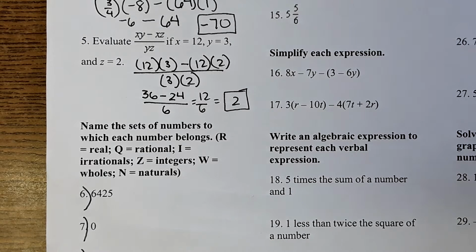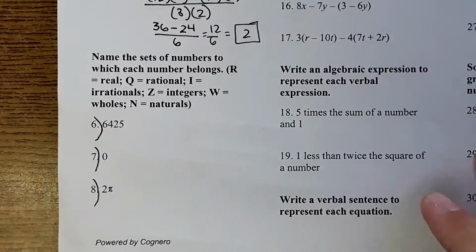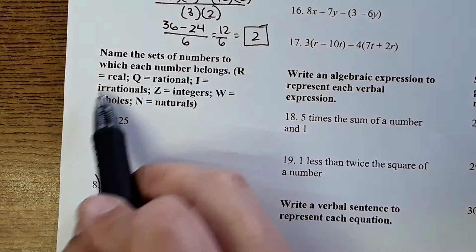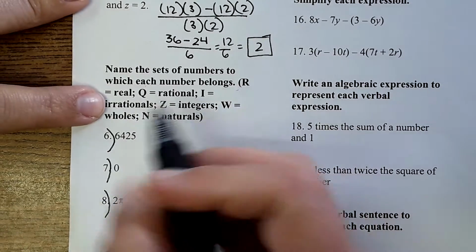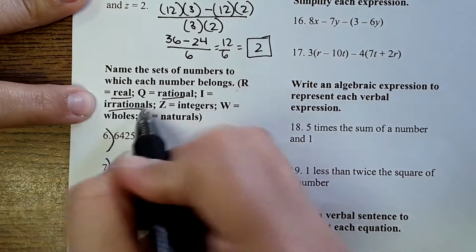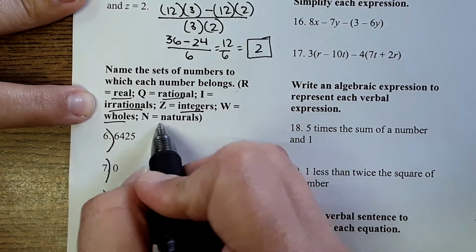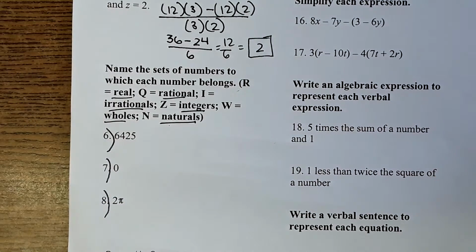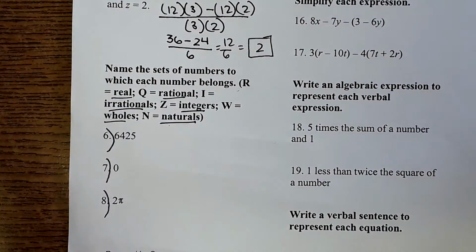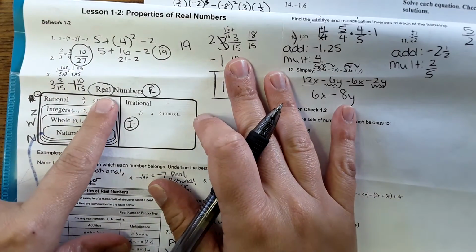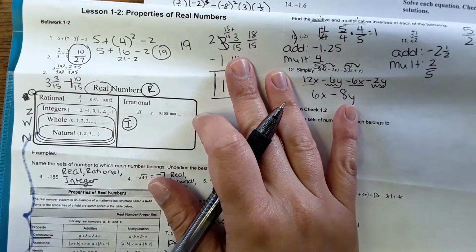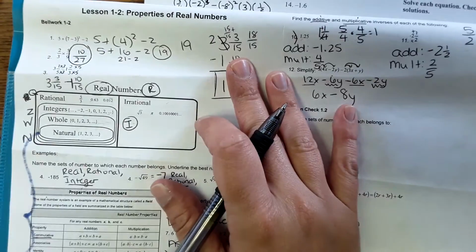Okay, the next set of problems. It says name the set of numbers to which each number belongs. And it's either real, rational, irrationals, integers, wholes, or naturals. This is the chart that we used to consider these. Let me zoom out. It was right here. Real numbers are everything in this chart. It includes rationals and irrationals.